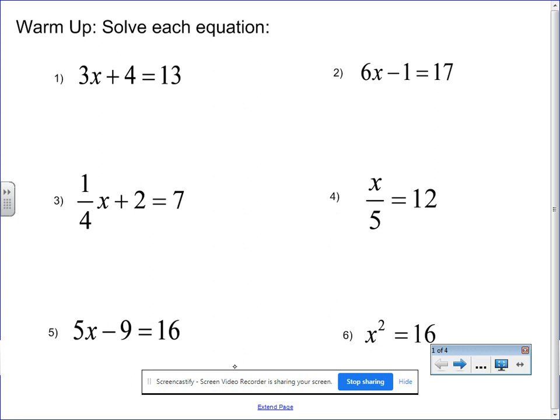All right, so welcome back. Today we are going to solve quadratic equations using square roots.